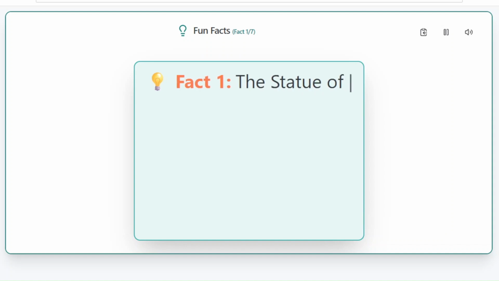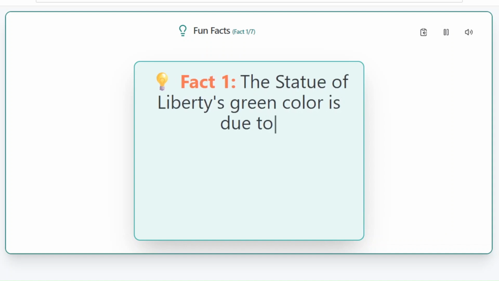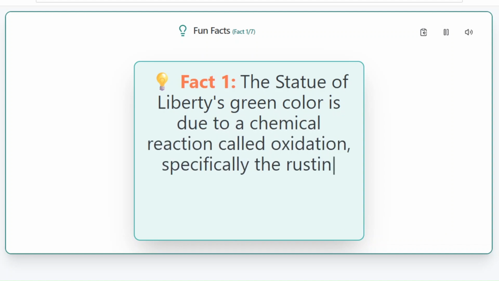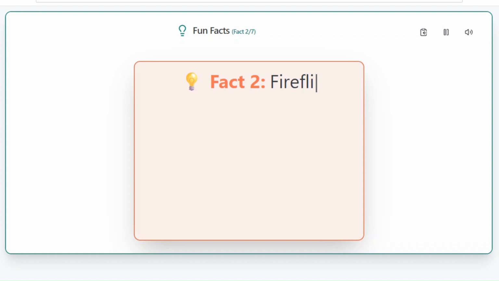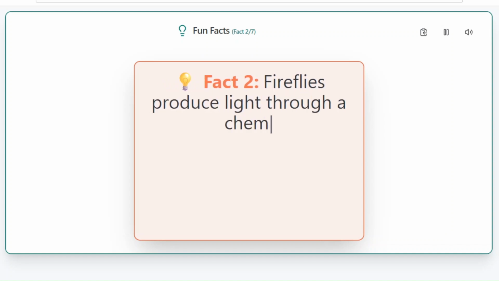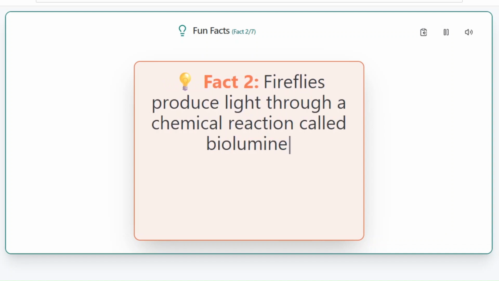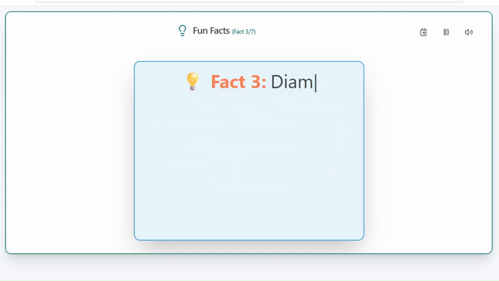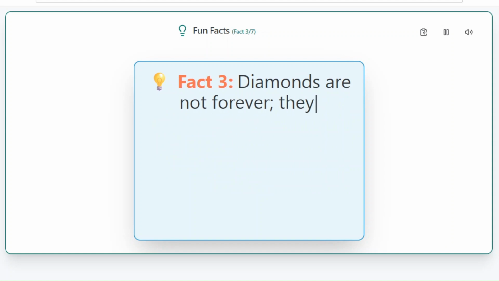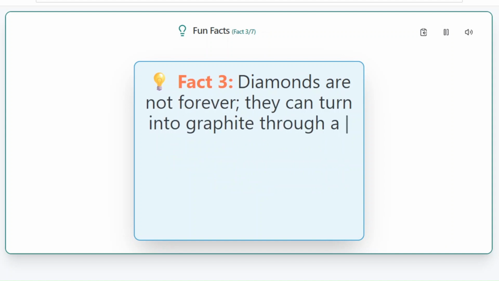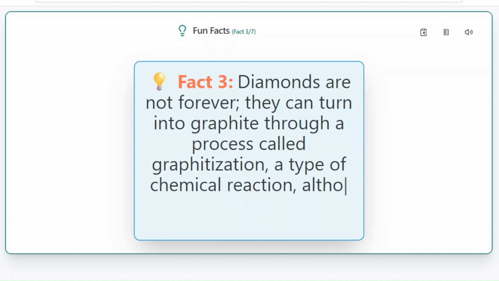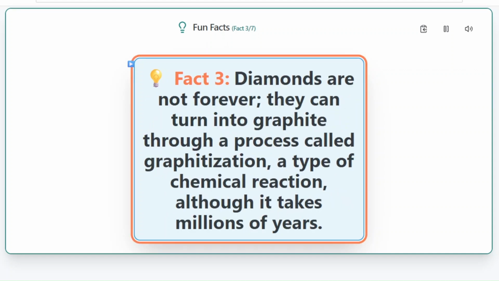The Statue of Liberty's green color is due to a chemical reaction called oxidation, specifically the rusting of its copper skin. Fireflies produce light through a chemical reaction called bioluminescence, which involves the enzyme luciferase. Diamonds are not forever. They can turn into graphite through a process called graphitization, a type of chemical reaction, although it takes millions of years.